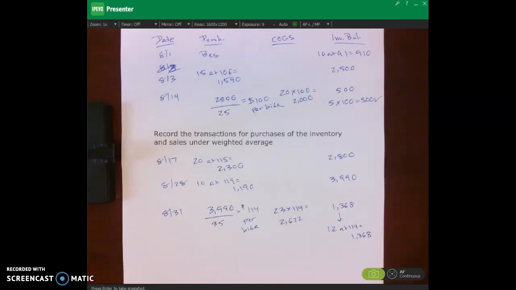On the 28th, we bought another 10 bikes at $119, which gives us $1,190, plus the $2,800 gives us our inventory balance of $3,990 right there. On 8-31, we made a sale.